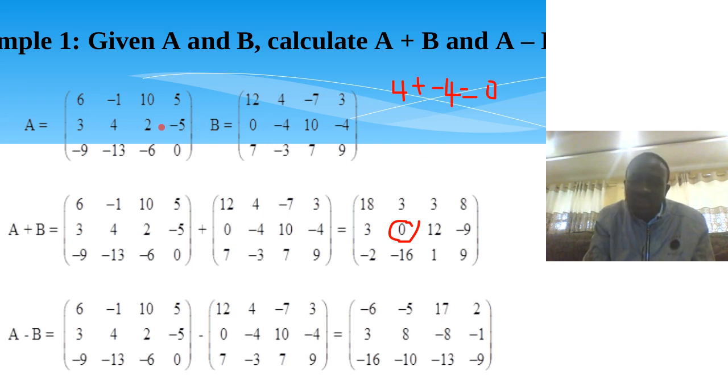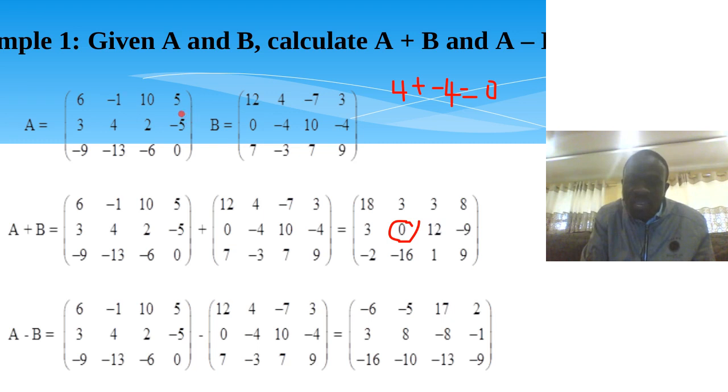Then if we move on, we have a 2 there, and its corresponding element is 10. Now 2 plus 10 will give us 12. So if you can see, we have the 12 there.